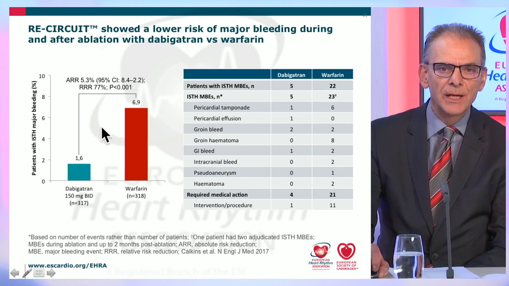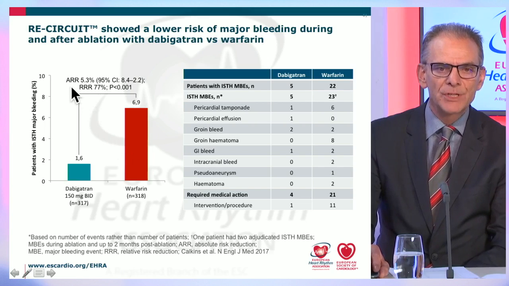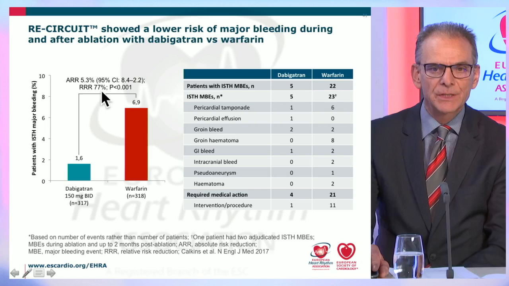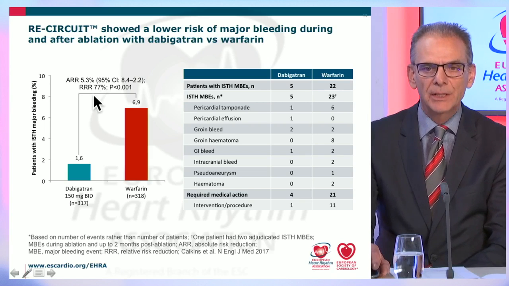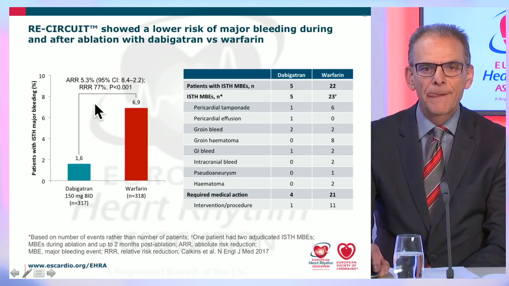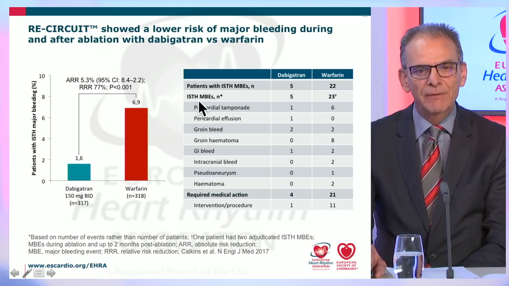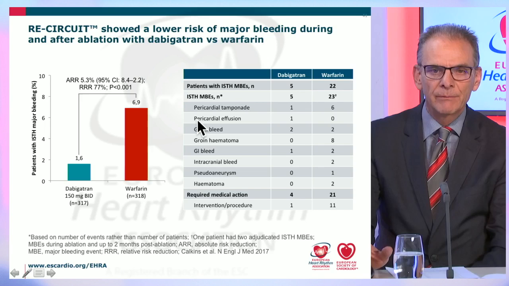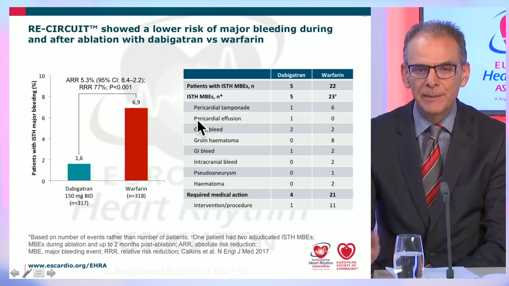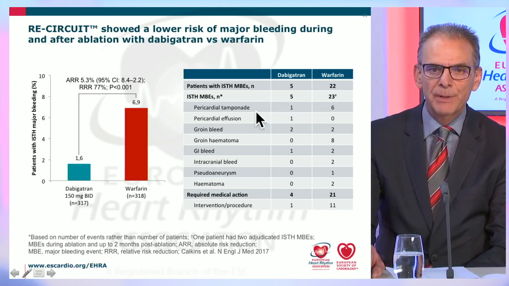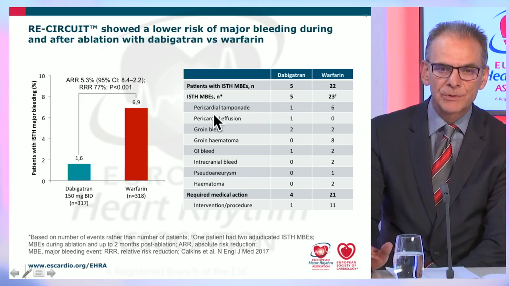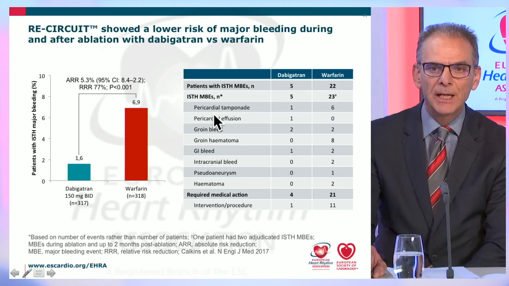This represents an absolute risk reduction of 5.3%, or a relative risk reduction of 77%. Quite impressive risk reduction, I would call this. If we look at what constituted the major bleeding events, there are 2 event types which stand out. One is pericardial tamponade, as emphasized by Ricardo already. This is the most feared bleeding complication.